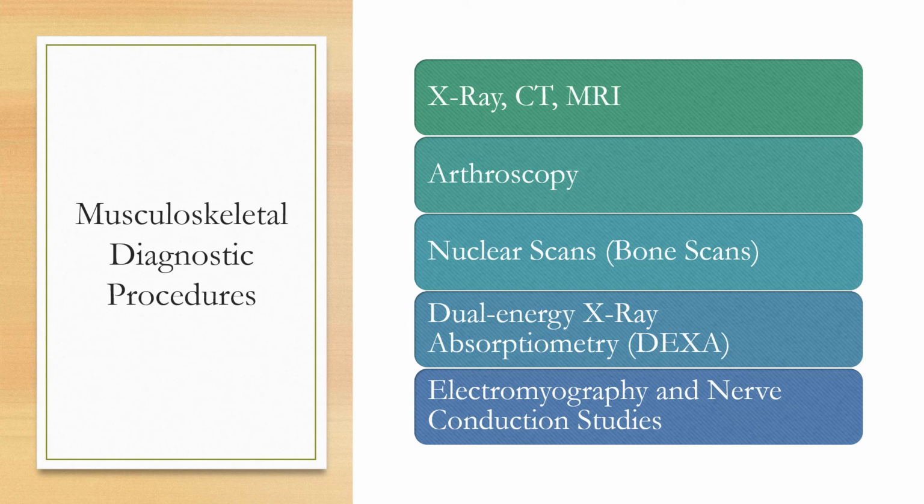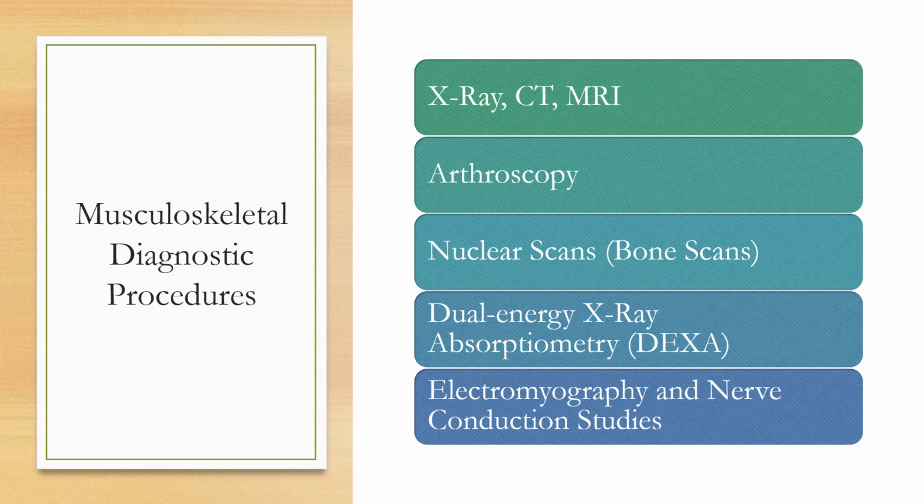So a DEXA scan, so a dual energy x-ray, DEXA is good enough, okay? So that's a bone density scan. So we call those bone density scans. What are they for? Osteoporosis. Okay, so a DEXA scan or a bone density scan. We don't usually get into that long word there, dual energy x-ray absorptiometry.